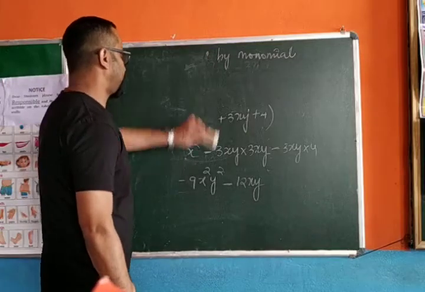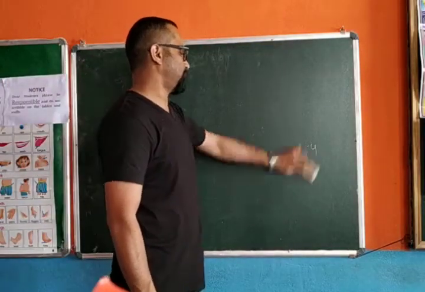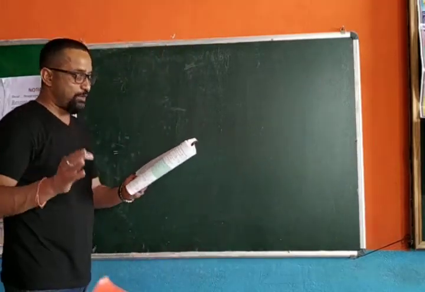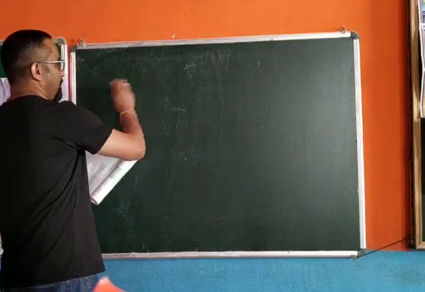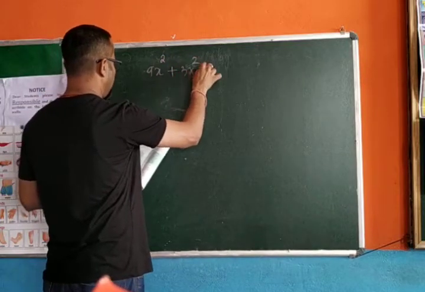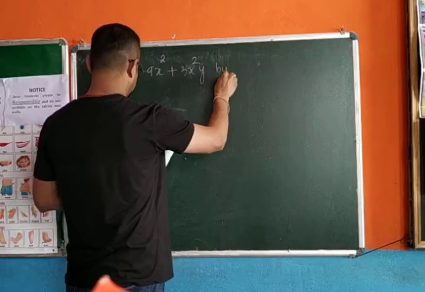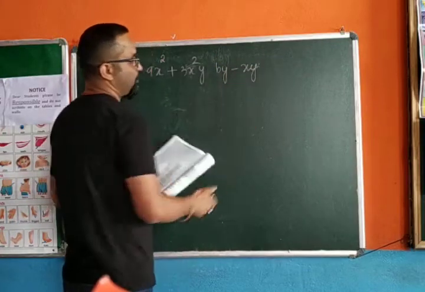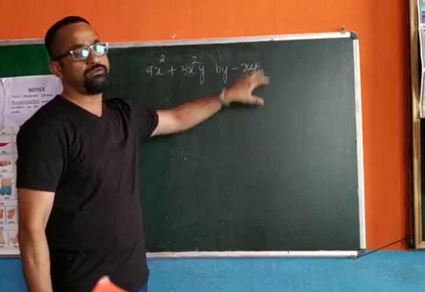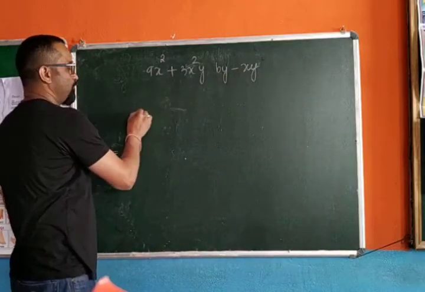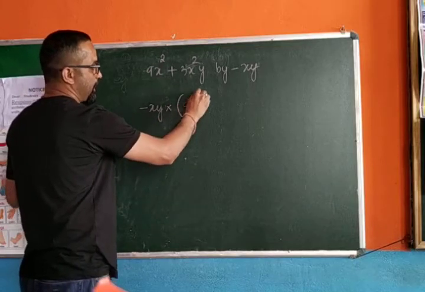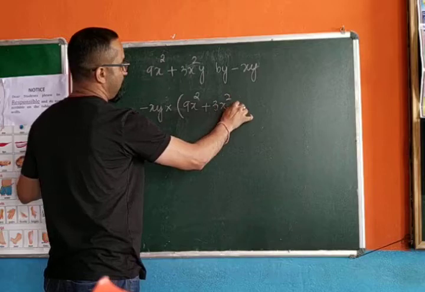This is example of multiplication of polynomial by monomial. I'll give you one more example. 9x squared plus 3x squared y by minus xy. Look at this one. Polynomial, monomial. Copy monomial first. Minus xy. Multiplication inside bracket. 9x squared plus 3xy.